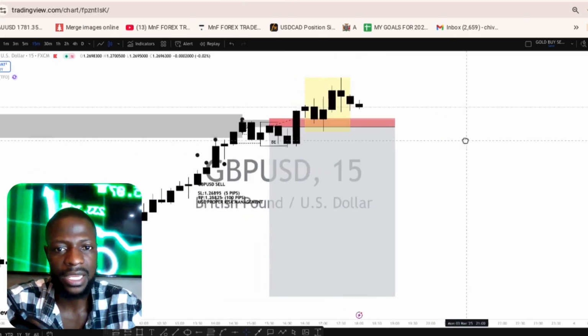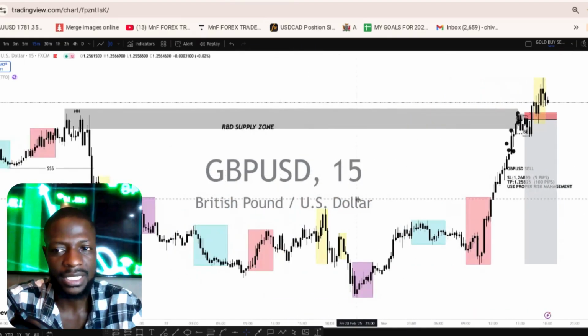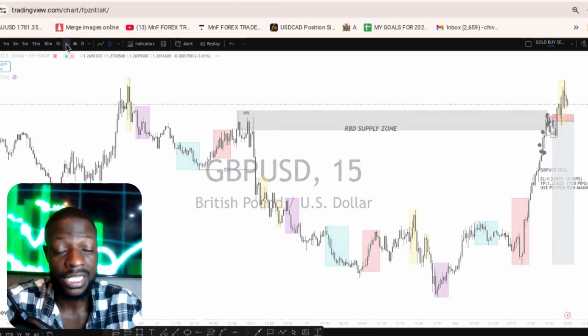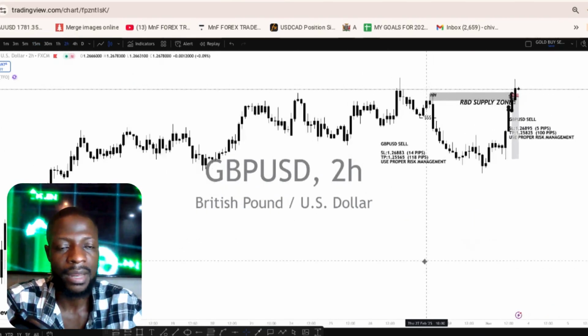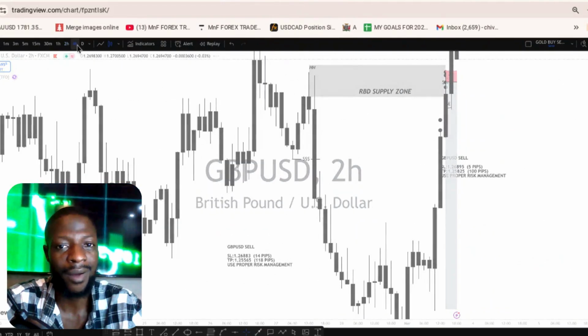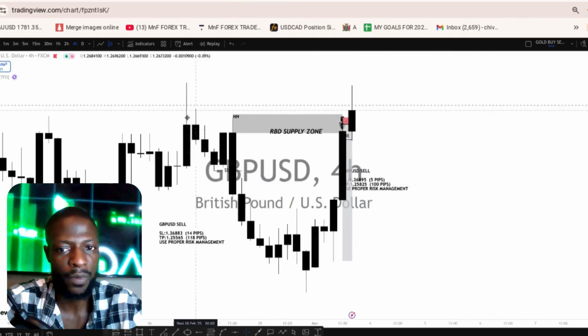All right, so you can see this is exactly what happened. I was expecting the market to react from this level right here. Why? Because this formed a really big nice momentum candle right there. It formed a really nice POI. If you check on the 4-hour time frame, you can see that this is a very nice POI right there.